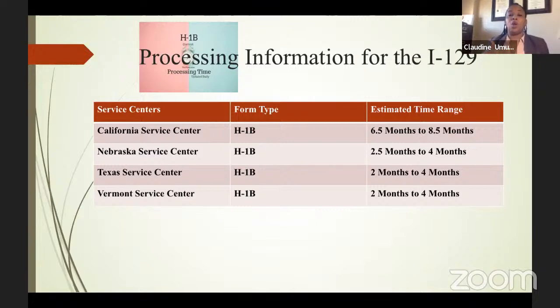That is why there is an option for premium processing. So these are the California Center, Nebraska, Texas. So you will know where to file depending on where the employer is located.